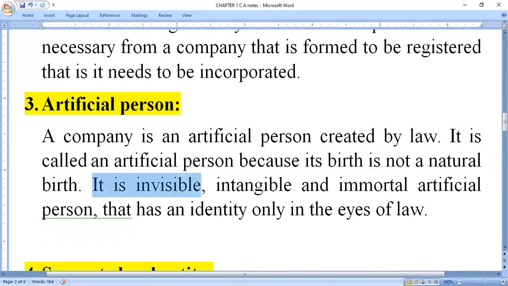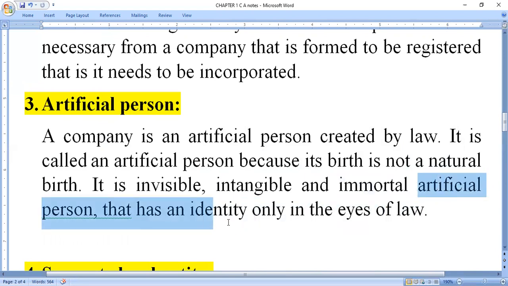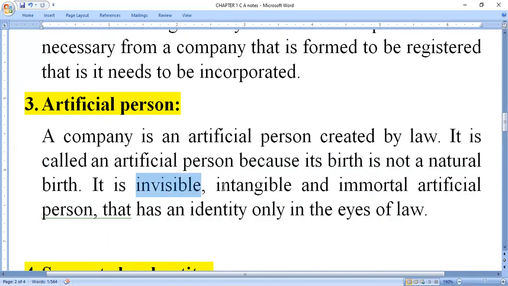It is invisible, we can't see. It is intangible, we can't touch. It is immortal, so we can't see, touch or smell. Yet it acts in its activities. Therefore, it is called an artificial person that has an identity only in the eyes of law. It is registered under the Companies Act and has an identity there, but it does not have visibility or tangibility. Therefore, it is called an artificial person.